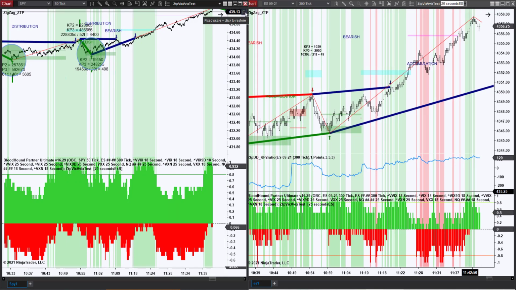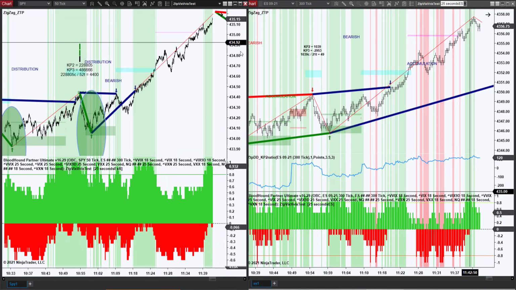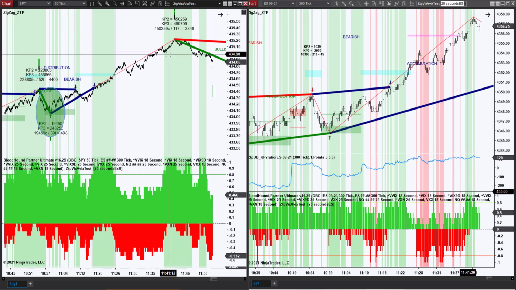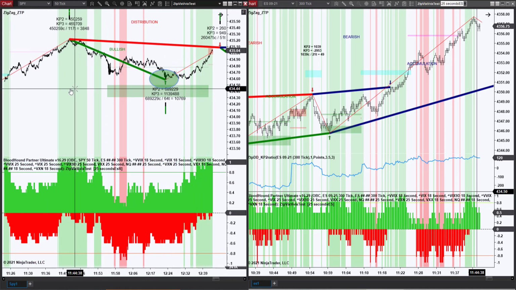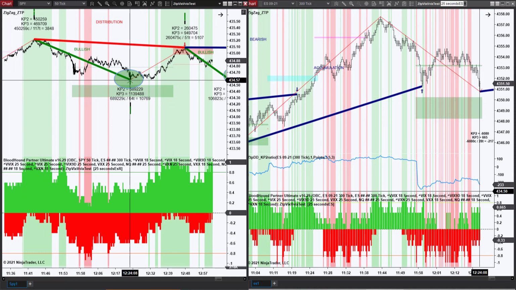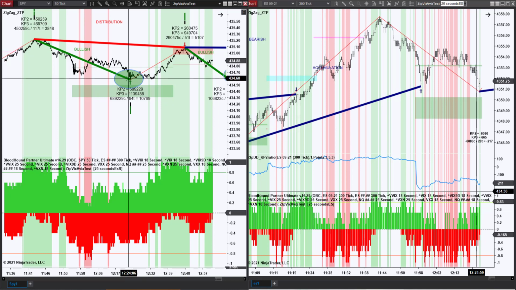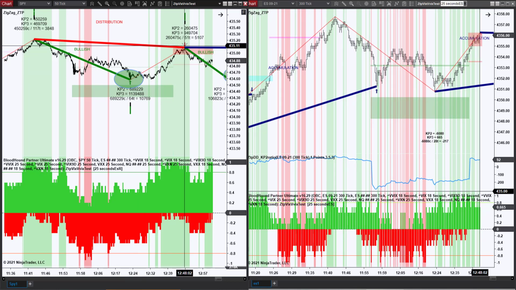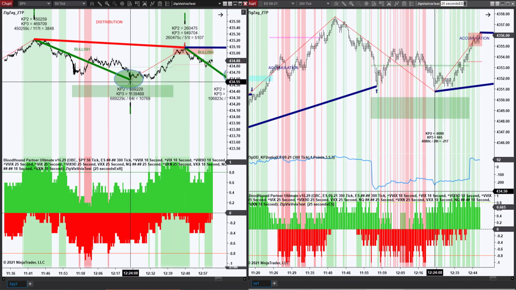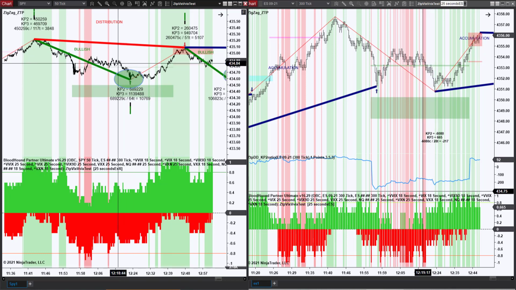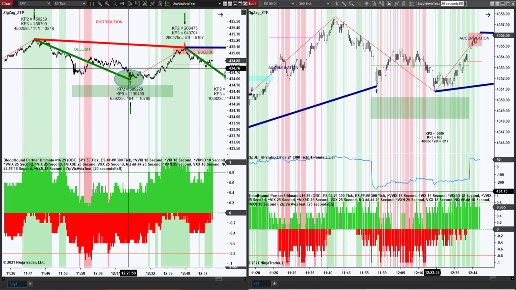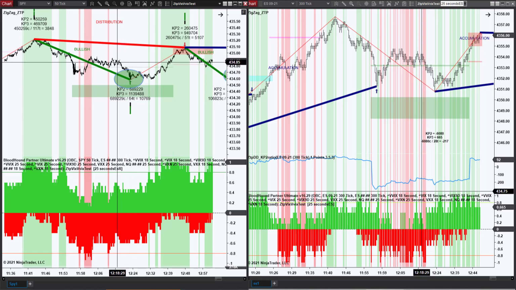We had another special divergence long trade, good for about 11.5 points. We followed that up with another special divergence long trade, good for 5.5 points. Now, one of the questions that I get asked a lot is, how do I know where I'm going to be taking my trade? Well, what I'm doing is I'm just looking for buying.